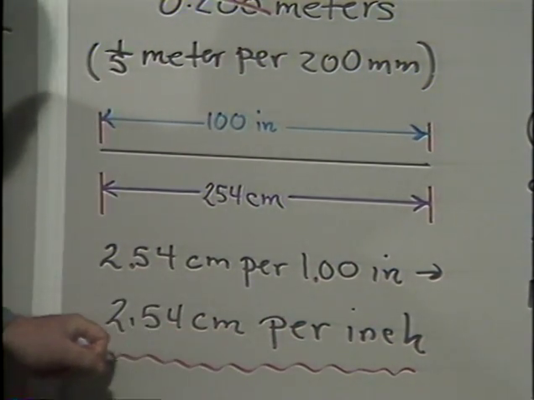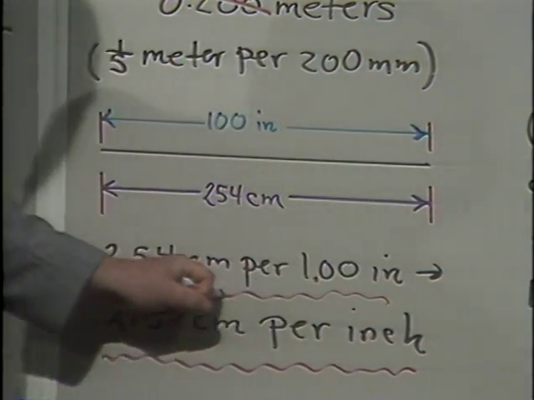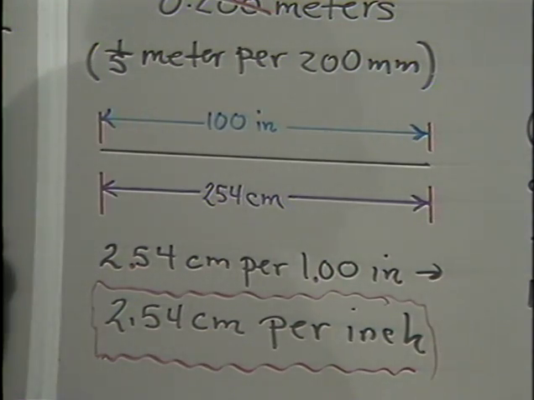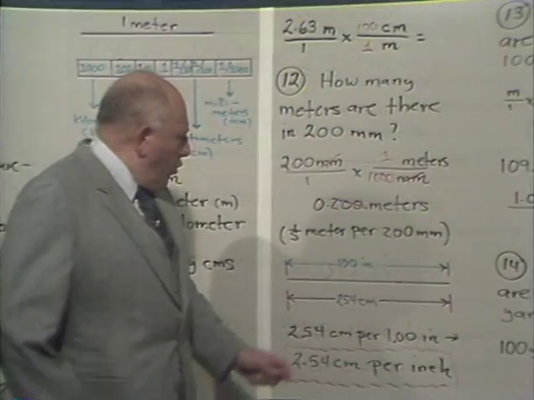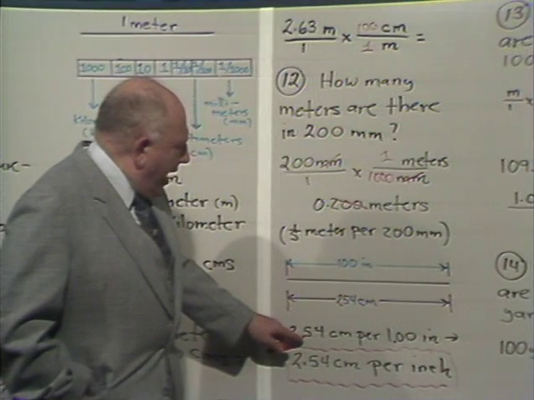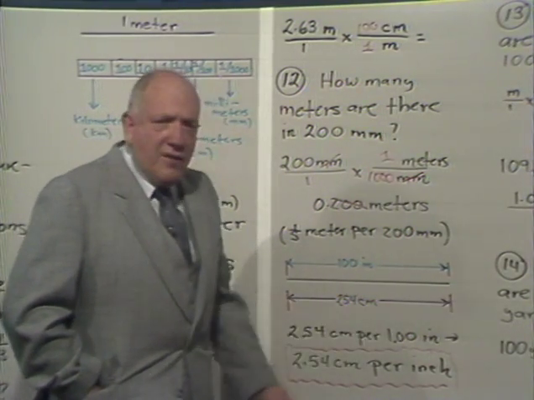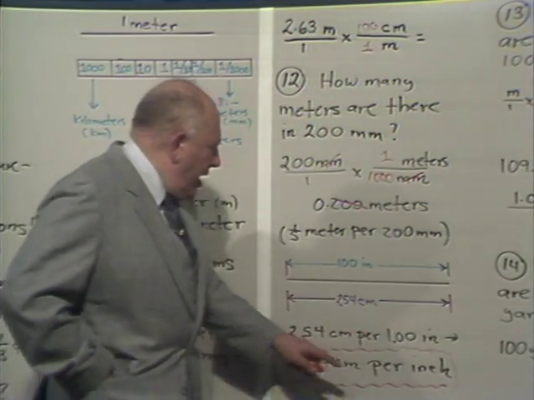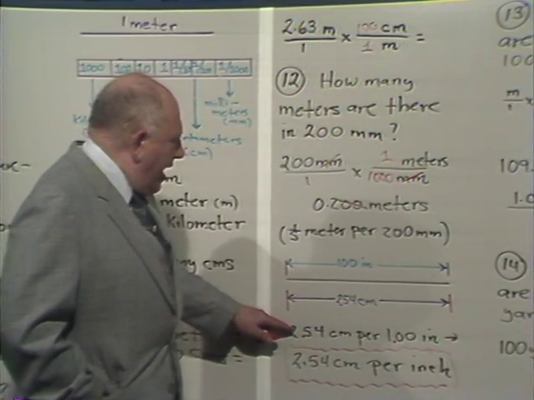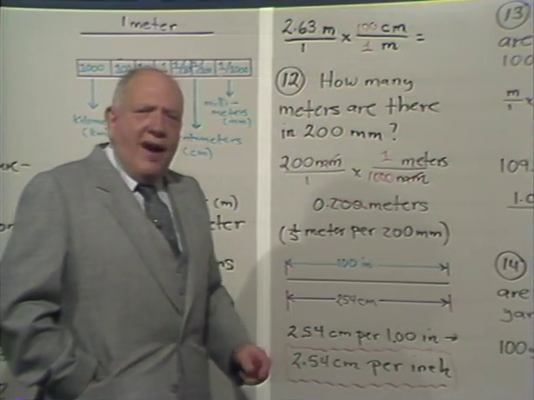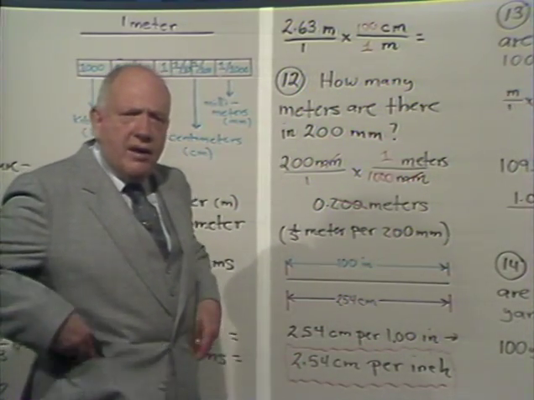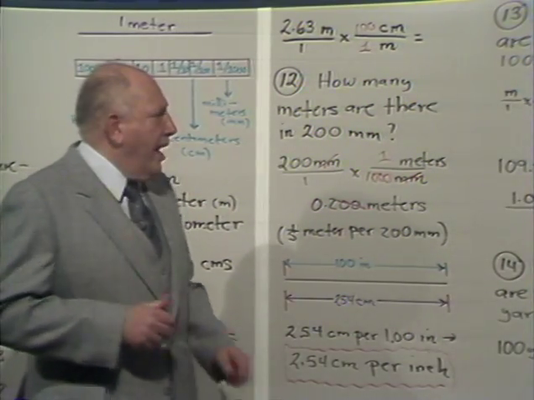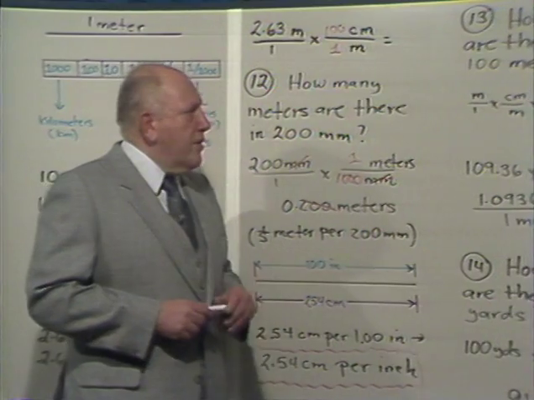And once I know this relationship, I can now cross over from the metric to the English at will. Oh, by the way, I could also have elected to divide both sides of this relationship by 2.54 instead of by 100, in which case I would have found out what? Instead of centimeters per inch, I would have found out inches per centimeter. But these are things you can practice on as you're going through the text and the study guide. But let me show you now how you can convert some of these things.